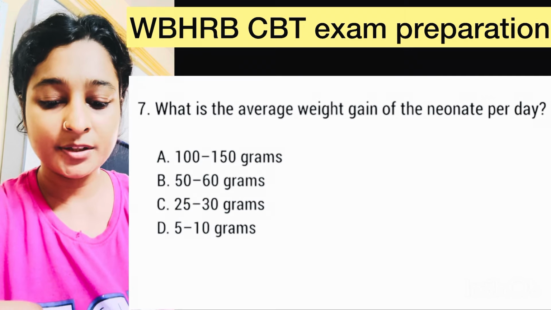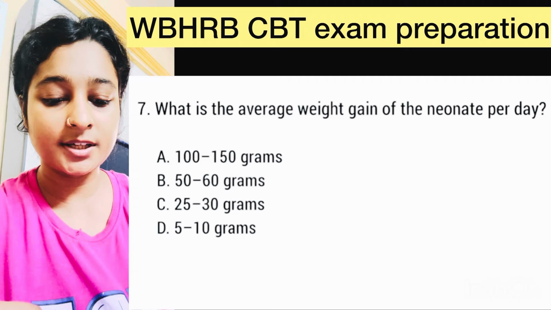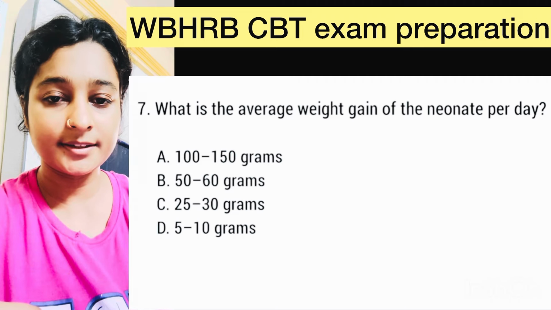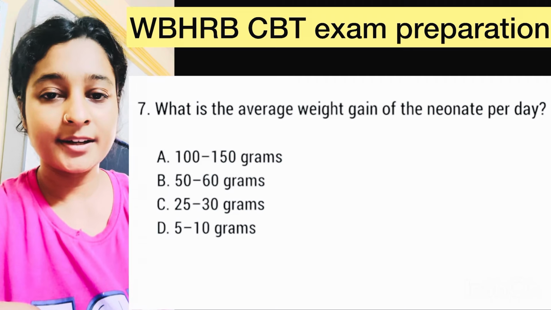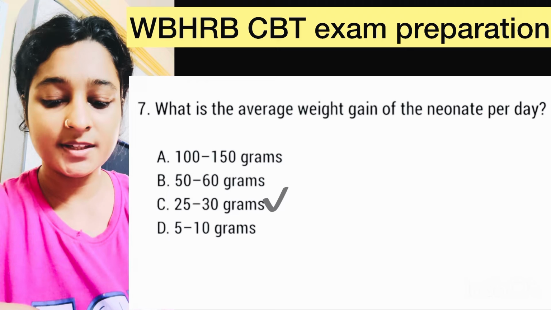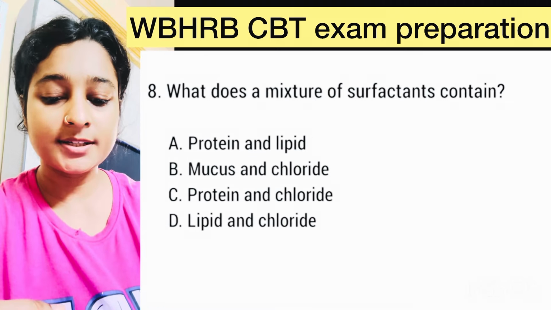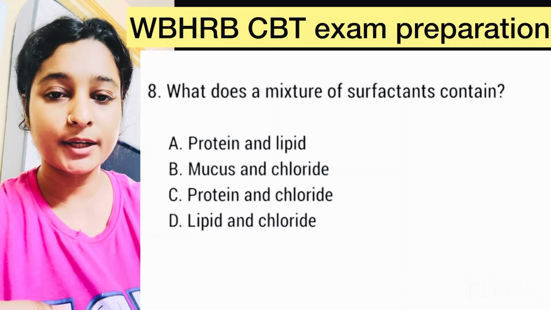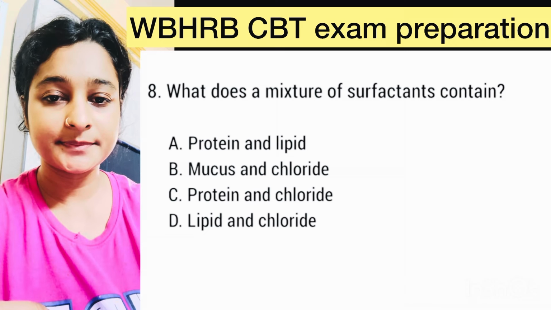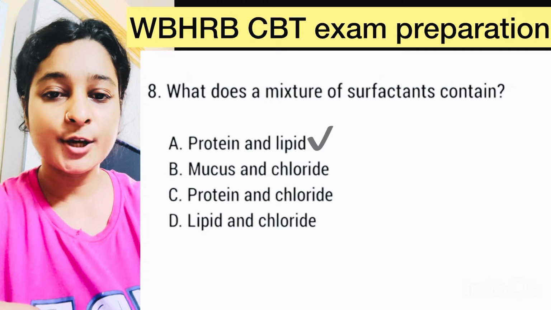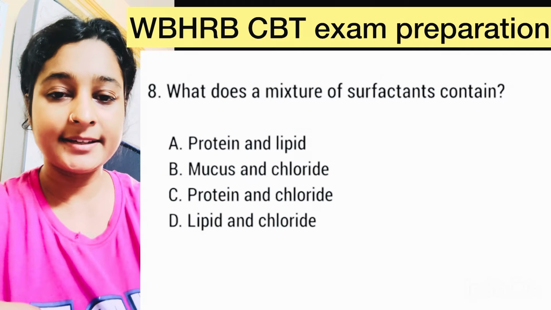Question number 7. What is the average weight gain of the neonate per day? Here, correct option is option C, 25 to 30 grams. Question number 8. What does a mixture of surfactant contain? Here, correct option is option A, protein and lipid.